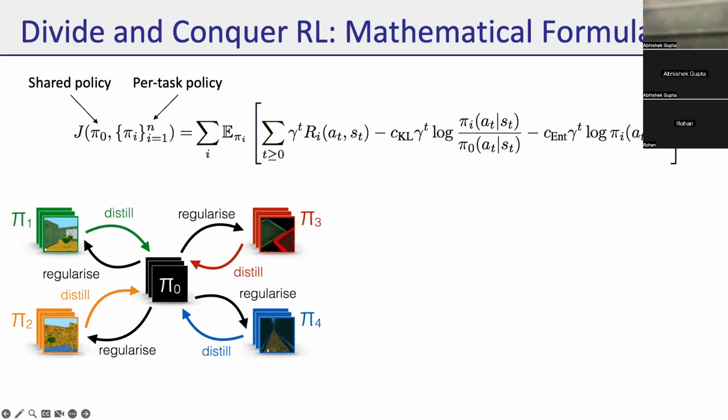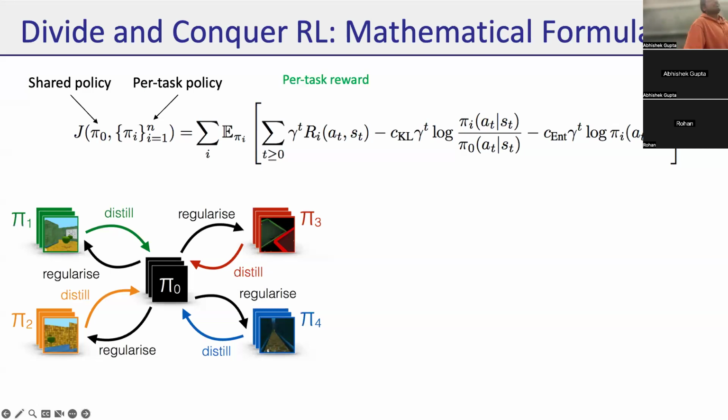So the shared multitask policy is pi naught, and the per task policies are pi 1 to n. We're going to try and optimize those per task policies to be optimal for each individual task. We're going to try and distill it into a single shared policy, which is optimal across all the tasks, right? And so your objective looks something like this.